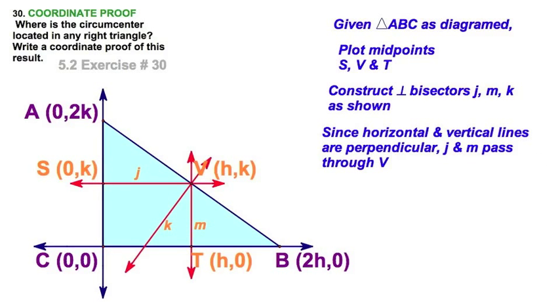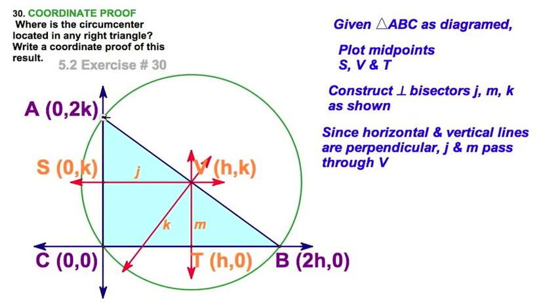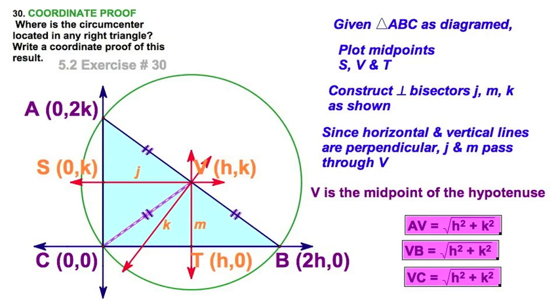Now, that should be sufficient right there, and I could say, ta-da, it is the circumcenter of this figure. But wait, there's more. We're going to say, of course, V in this case is the midpoint of the hypotenuse. That's the point that's going to work for all right triangles. And if we wanted to really dazzle everyone, we could do this.